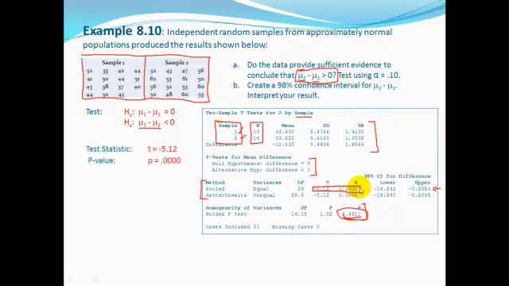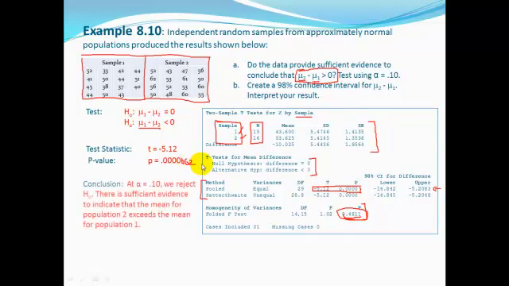The test statistic is negative 5.12. The p-value is 0.0000. Now, it's probably 0.00000002 or some small number. But really, when they're this small, our conclusion is going to be reject the null hypothesis. Any alpha, they ask us to use a 0.10 here, but with an alpha of 0.01, we'd be able to reject H0. There's sufficient evidence to indicate the mean for population 2 exceeds the mean for population 1. If you wanted to say that there's sufficient evidence to indicate the mean for population 1 is less than the mean for population 2, that's fine too. That's completely fine.